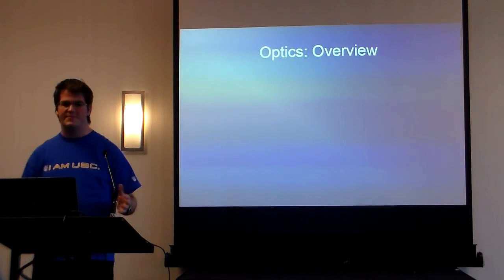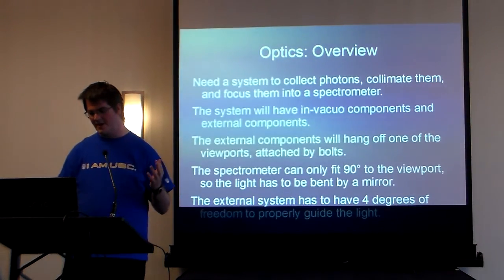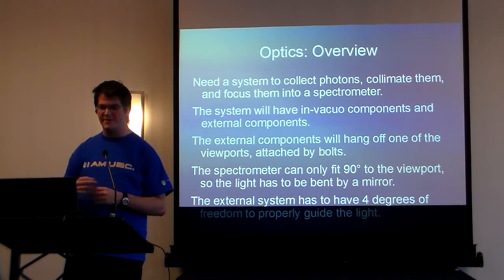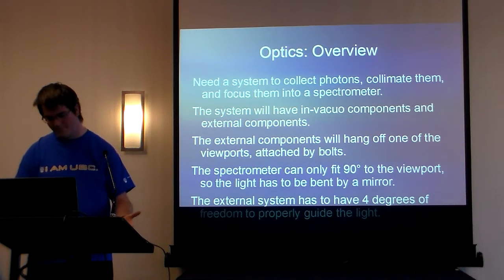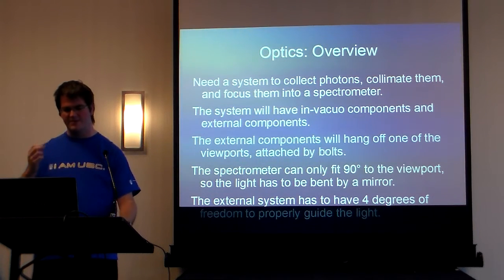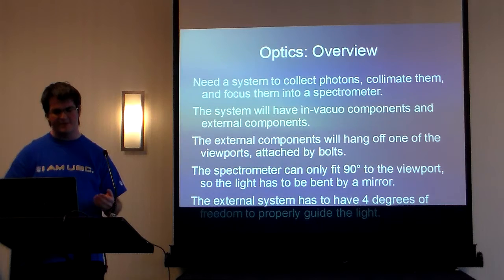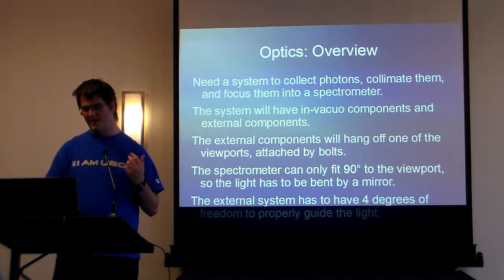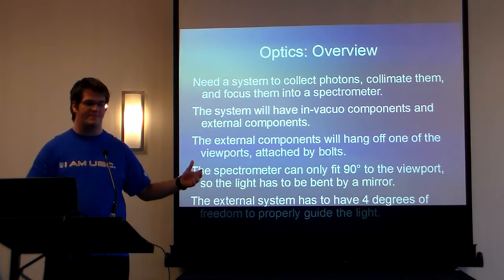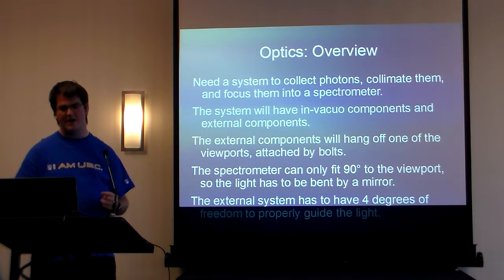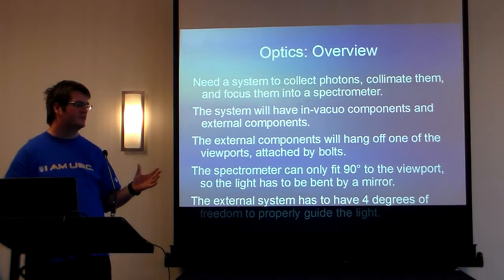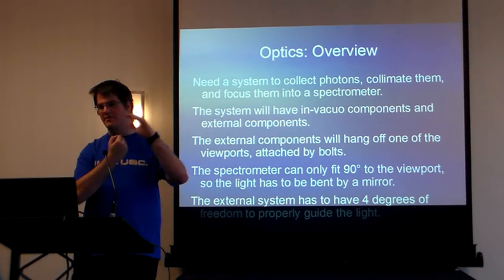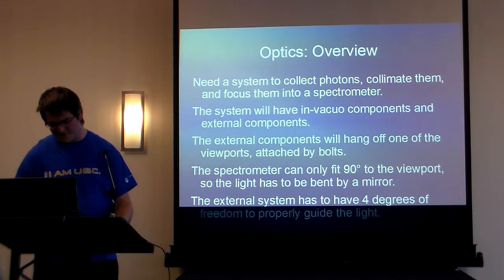And so the optic system, the photon collection system. You obviously need a system to collect the photons once they're emitted from the tunneling junction. And then you need to collimate them and focus them in the spectrometer. And so the system has components in the STM and outside the STM. The external components basically just hang off one of the viewports. And there's a space issue that we have. The spectrometer is 90 degrees to the viewport. So I can show you a picture in a second.